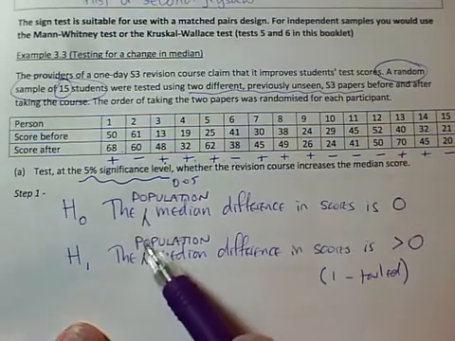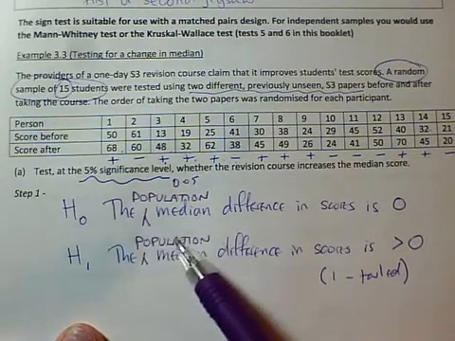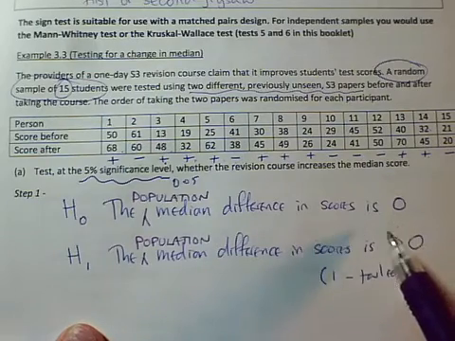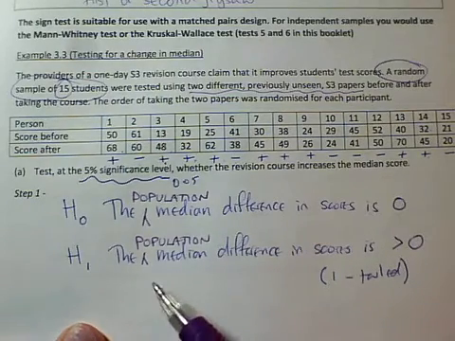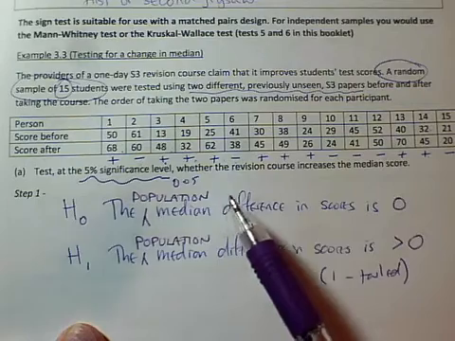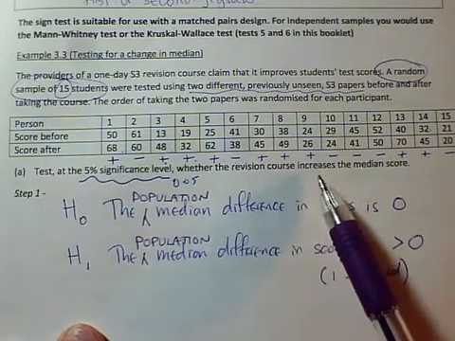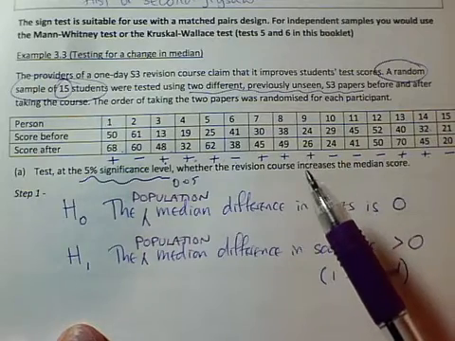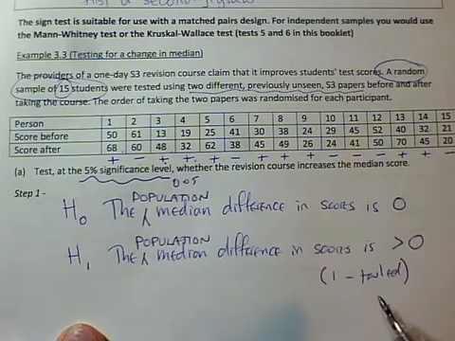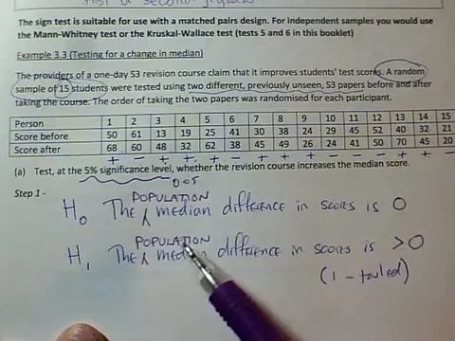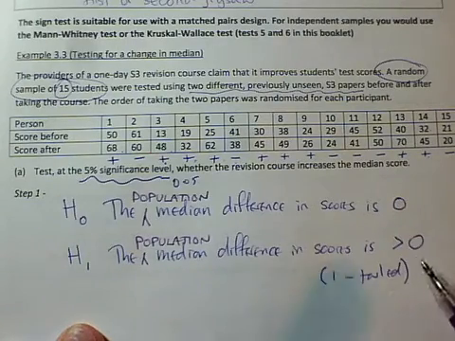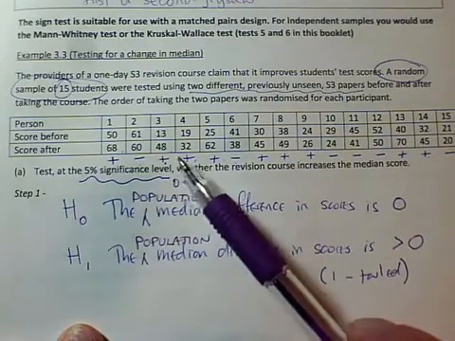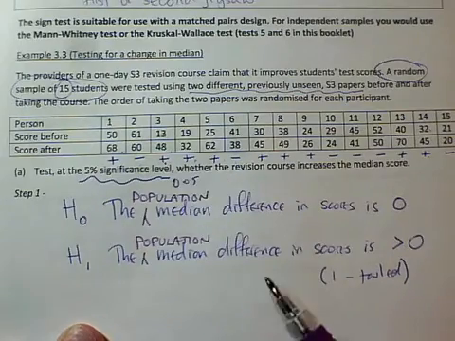So H0 is, and this is very important, you say population median difference is 0. Now H1, we are told to find out whether the course increases the median score. So therefore the difference in medians would have to be positive. So we've got a one-tailed H1 that the population median difference in scores is greater than 0. So when I do the second score take away the first score, the median of that population is positive.